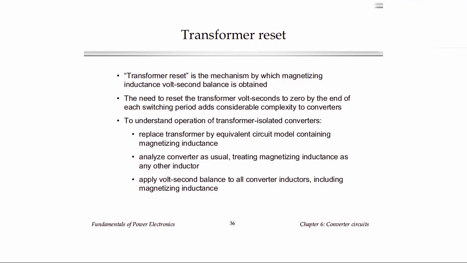So in the upcoming lectures, we're going to use this transformer model to understand how some of the basic transformer isolated converter circuits work. We're going to look at transformer isolated versions of the buck converter and the buck-boost converter. We will apply this model and understand the transformer reset, generalizing our ideas of volt-second balance and charge balance to include volt-second balance on the magnetizing inductance. I'll also briefly list some of the other common transformer isolated converters.